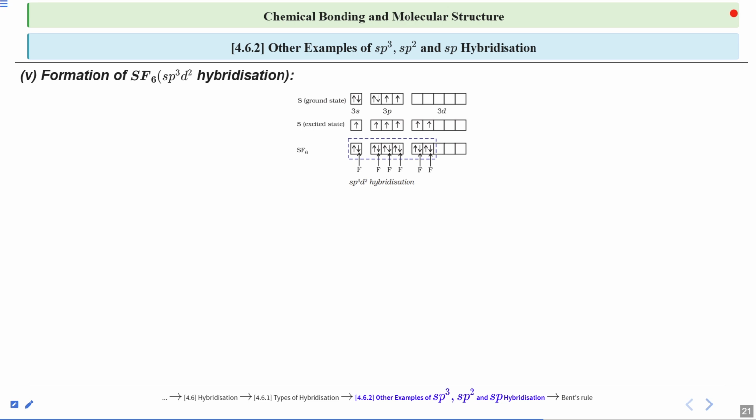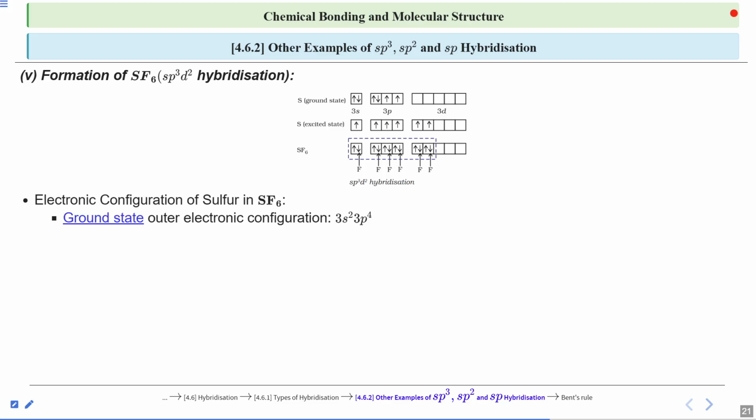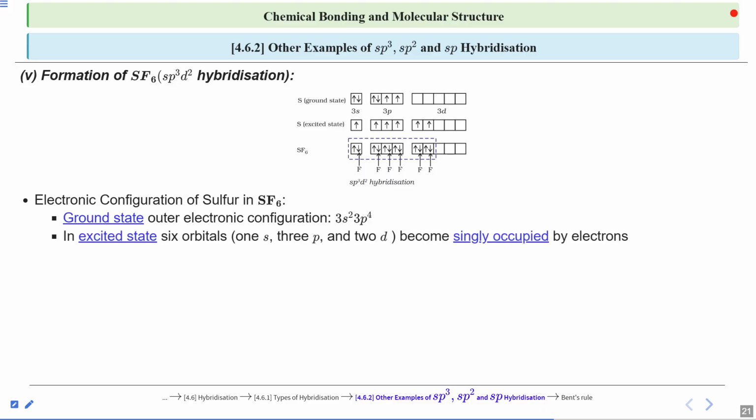And how do you know how many electrons will get unpaired? It's very simple. You know the final geometry because of the steric number. The steric number of SF6 will come out to be how much? It will be 6, so it will be, of course, octahedral. Now, this is the electronic configuration of SF6. First, it is 3s2, 3p4 in the ground state. Then it is going to the excited state where your s orbital, p orbital and d orbital are getting singly occupied.